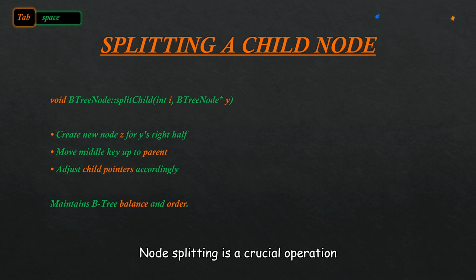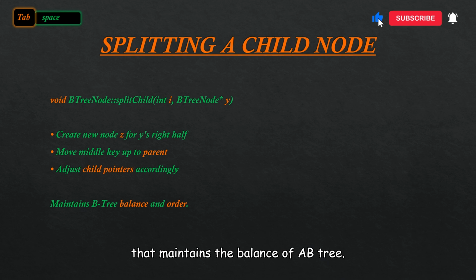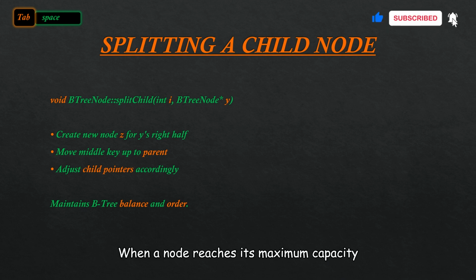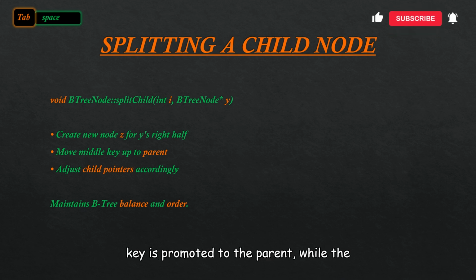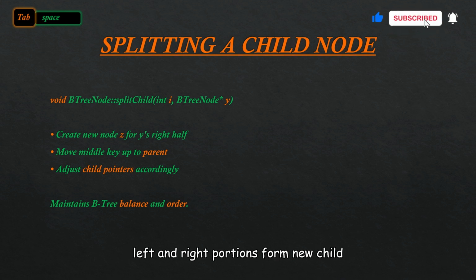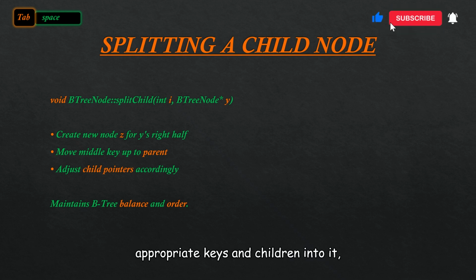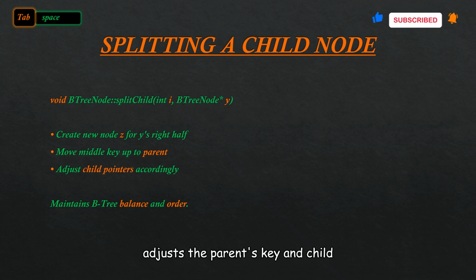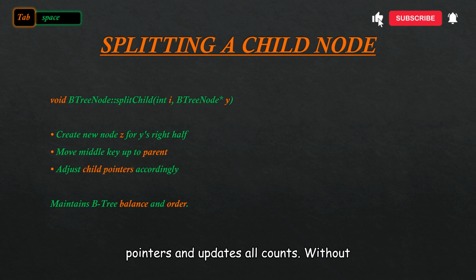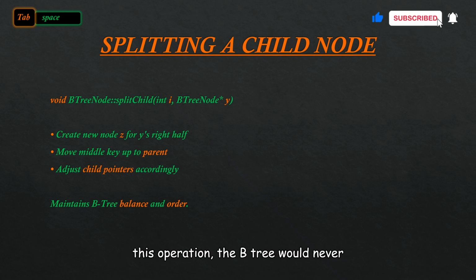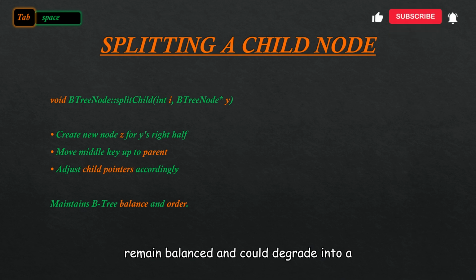Node splitting is a crucial operation that maintains the balance of a B tree. When a node reaches its maximum capacity of keys, it's split into two. The middle key is promoted to the parent, while the left and right portions form new child nodes. The splitChild function handles this. It creates a new node, copies the appropriate keys and children into it, adjusts the parent's key and child pointers, and updates all counts. Without this operation, the B tree would never remain balanced and could degrade into a linear structure.